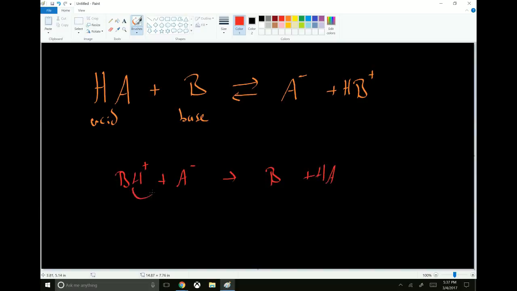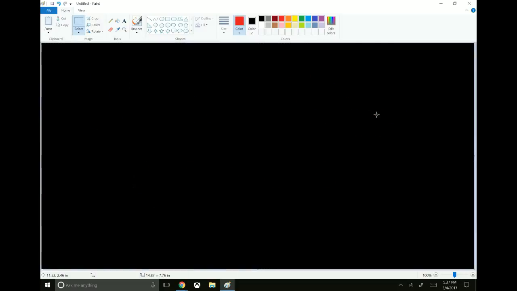In other words, HB+ is donating the proton back to A-, which means that A- is a base, and HB+ is an acid. We'll get into this more later, but A- is the conjugate base of HA, and HB+ is the conjugate acid of B. And sometimes the conjugate base is a good base, sometimes it's not. It depends on what compounds you're looking at.